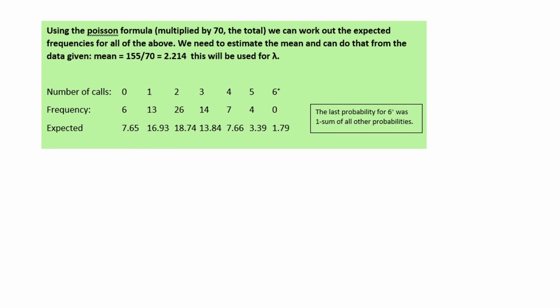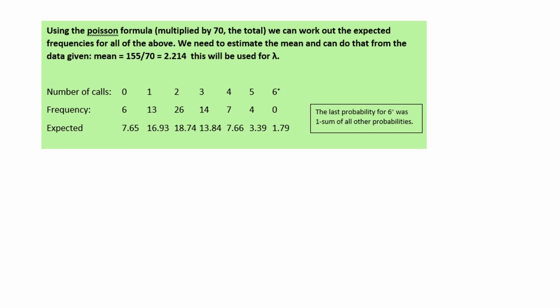Okay, so my mean was 2.214, so that's lambda. Now, I work out the probability of getting 0 using e to the minus lambda, and then I multiply that by 70, and that gives me an expected value of 7.65.